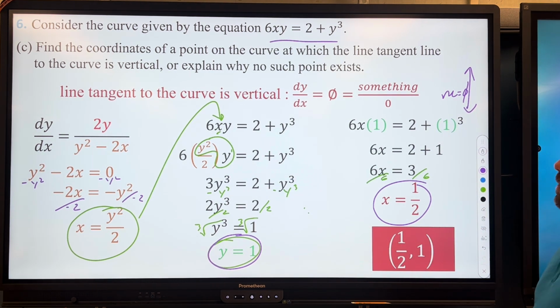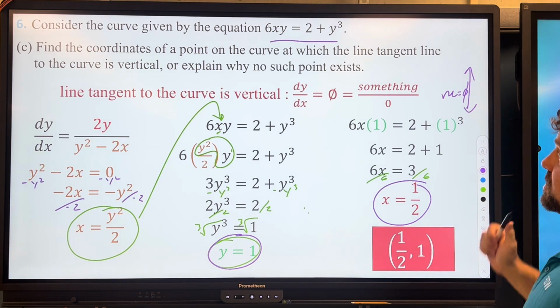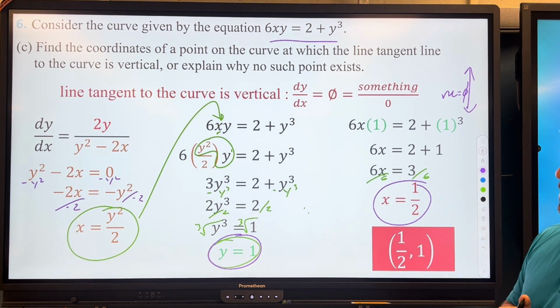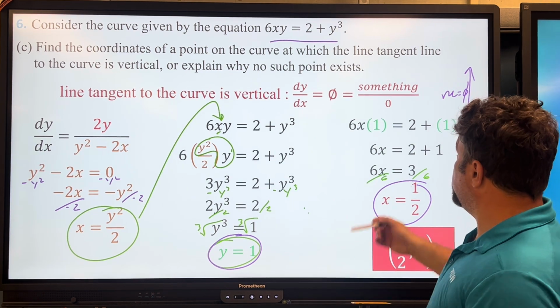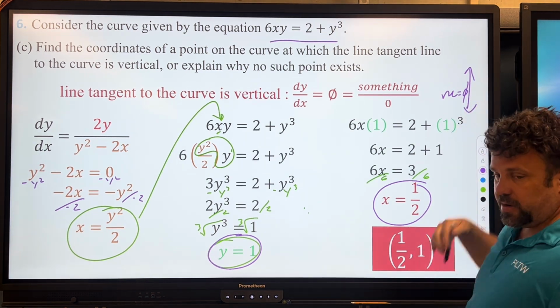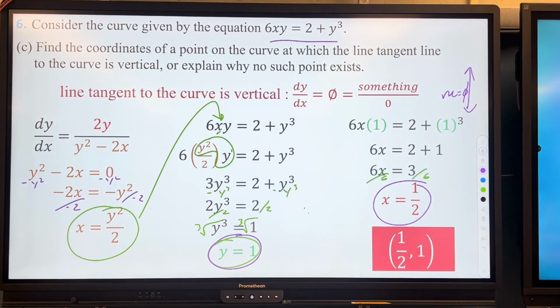So at the point (1/2, 1), there is a line that is tangent to the curve that is vertical. All right? And there you go. There's not an asymptote, it's just where the curve is, the tangent line goes up and down. All right? One more problem.